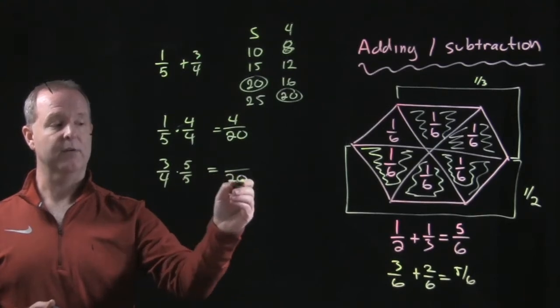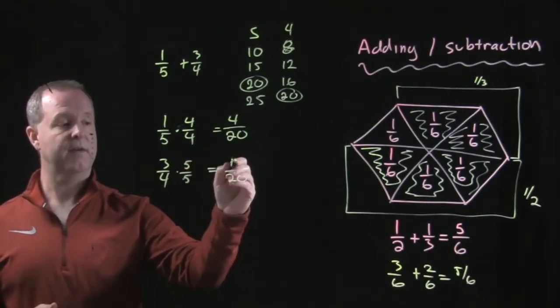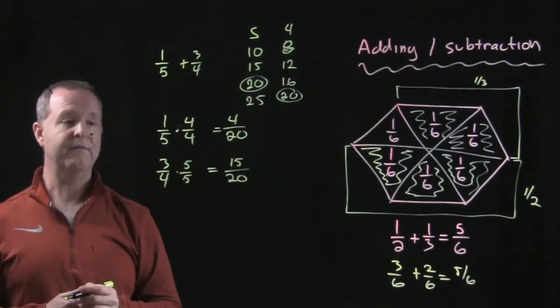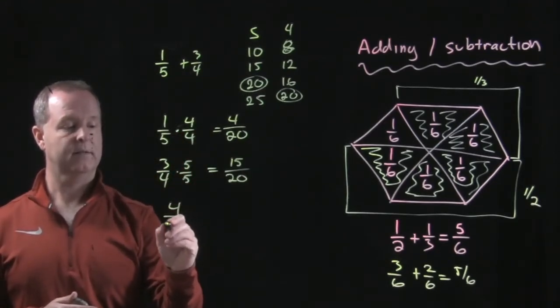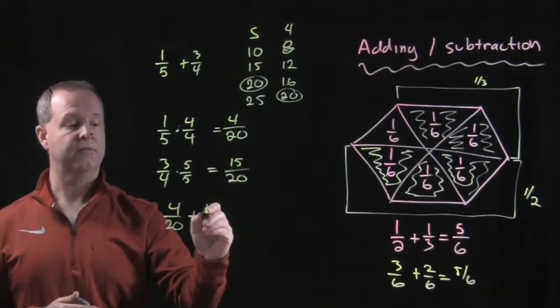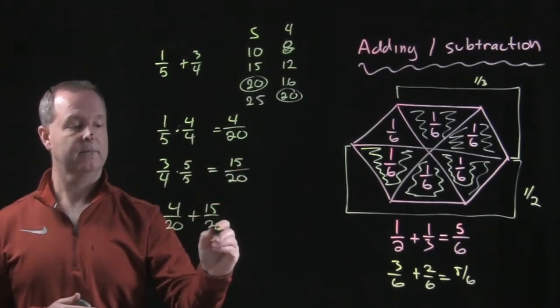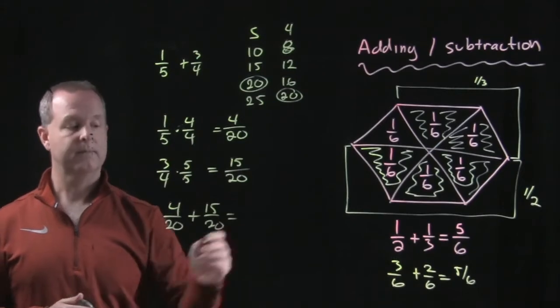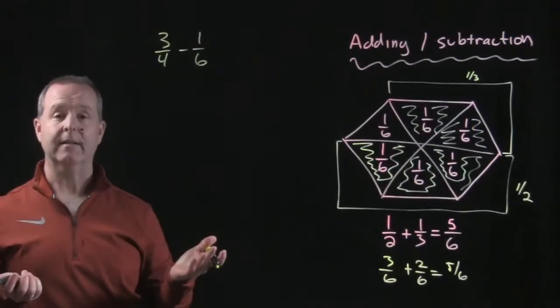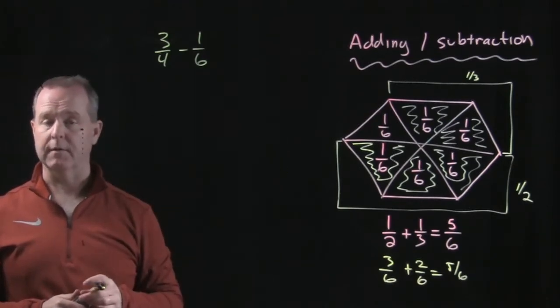4 times 5 equals 20. 3 times 5 equals 15. Now I have an expression, 1/5, which is 4 twentieths, plus my other one, 3/4, which is 15 twentieths, and that equals 19 twentieths.